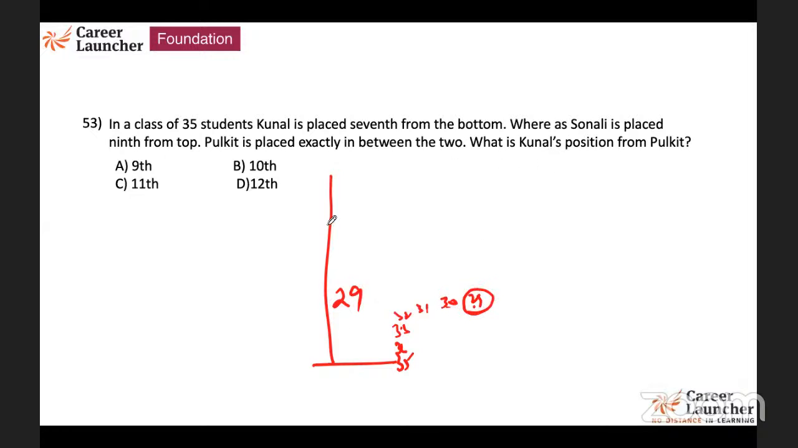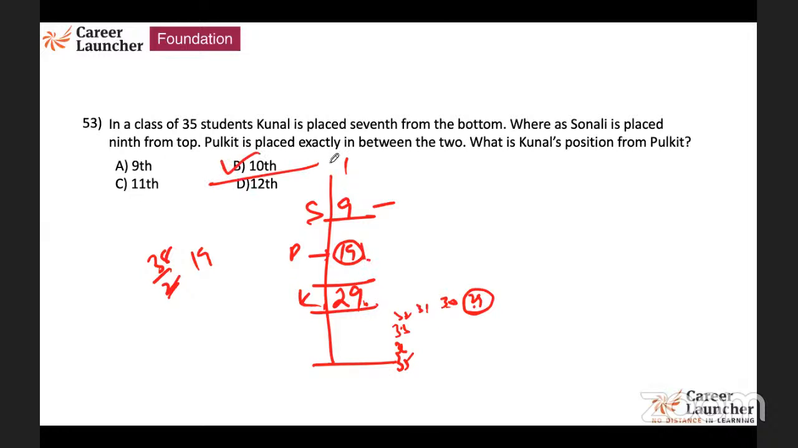Whereas Sonali is placed 9th from the top. 1 to 9. This is Sonali. This is your Kunal. Pulkit is placed in between the two. In between the two will be what? 29 plus 9 by 2. That is 38 by 2, which is 19th position. Very clearly. What is Kunal's position from Pulkit? Exactly 10th position. From 19th to 29th is 10th position. That's the answer.